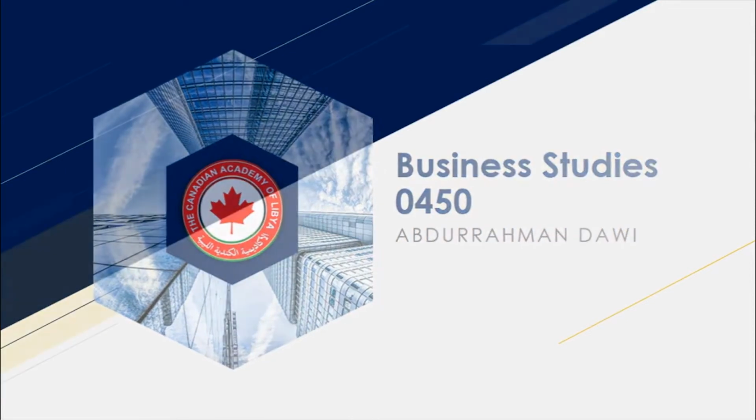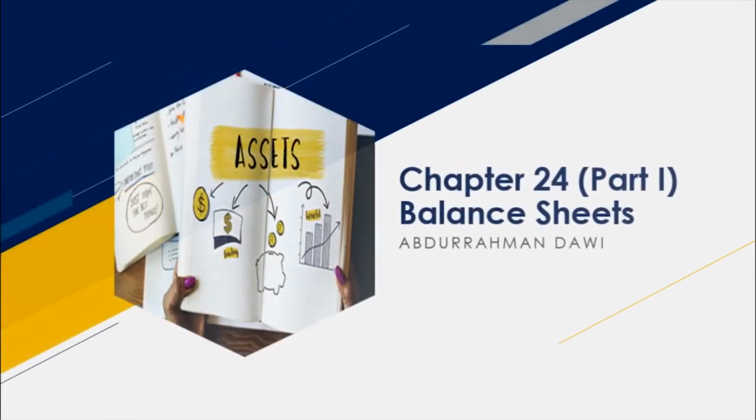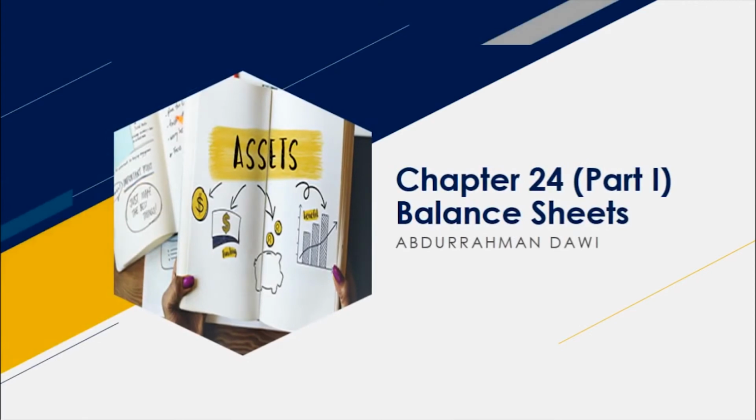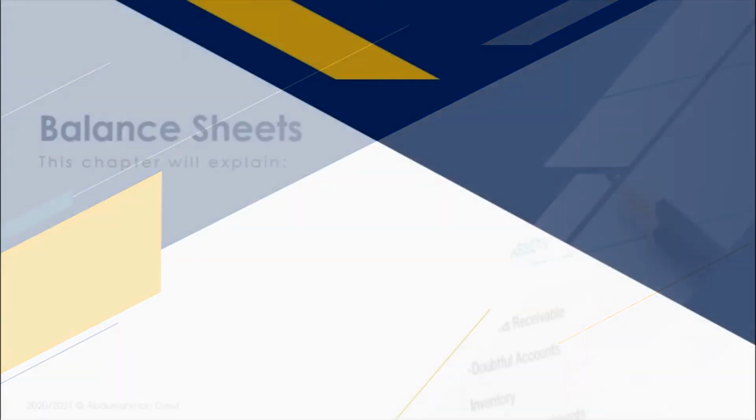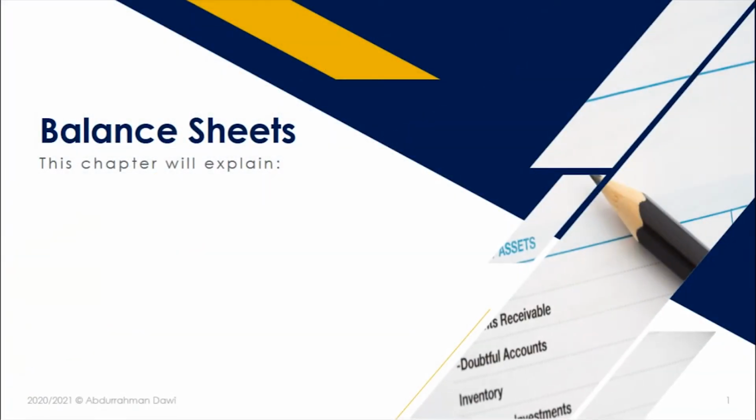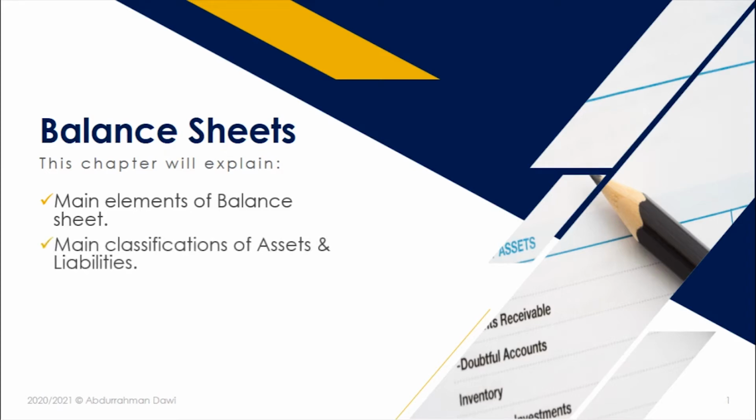Today's topic is chapter 24, and we're going to divide this topic into two parts, inshallah. Our topic is the balance sheets. Regarding the balance sheets, in this chapter we will handle and discuss a few basic points. We will go through most of the elements that the balance sheet consists of. We'll talk about different things like assets, liabilities, and so on.